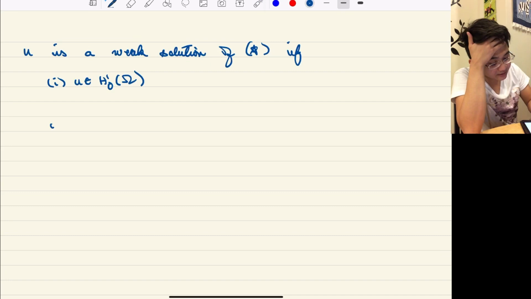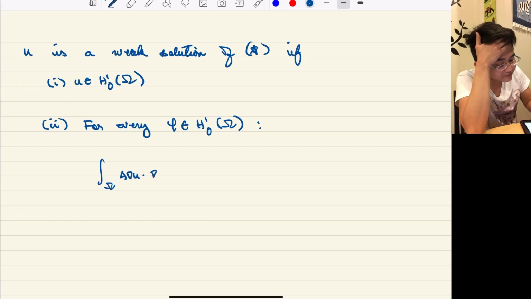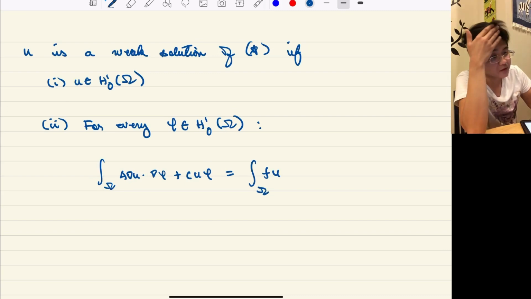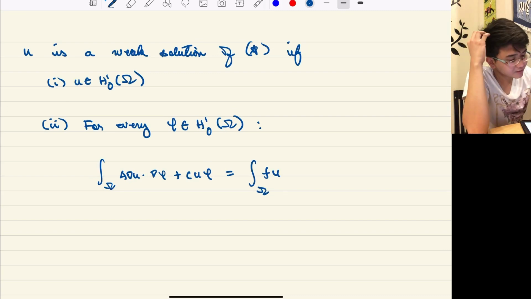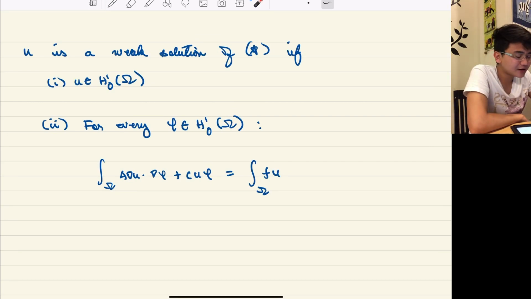And we want that for every test function phi in H^1_0, the following holds: the integral over omega of grad u dot grad phi plus c u phi is equal to the integral of f phi. Now, you might be wondering, wait a minute, in the earlier derivations you had that phi is in C infinity 0, and now it's not there; H^1_0 is something else.